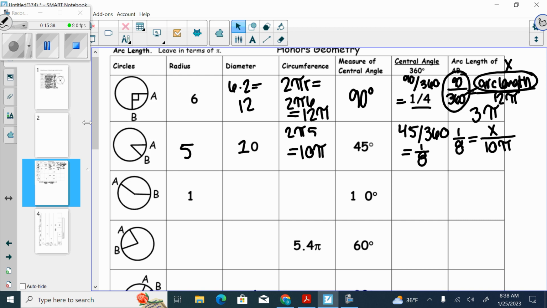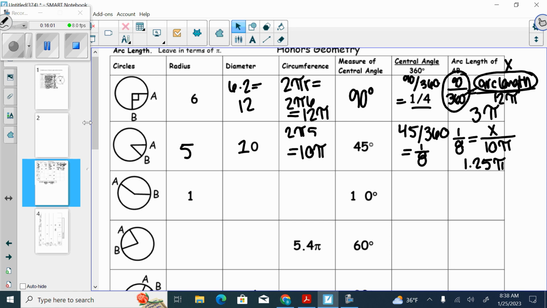So I have 8 times x and 1 times 10. So what is 10 divided by 8? Right. So my answer is 1.25 pi. Or if you had 45 over 360 here, you got bigger numbers when you multiplied, but you still got the same answer when you divided.